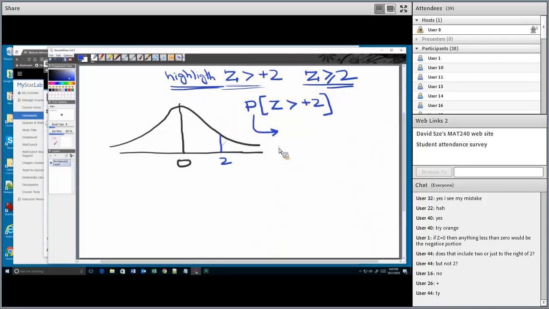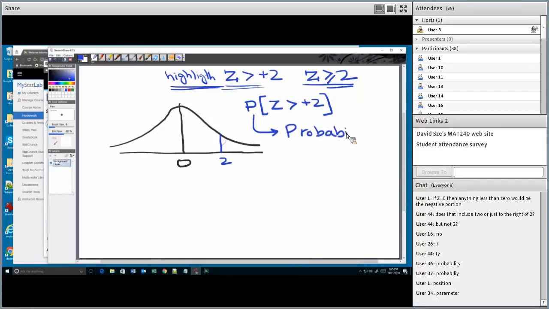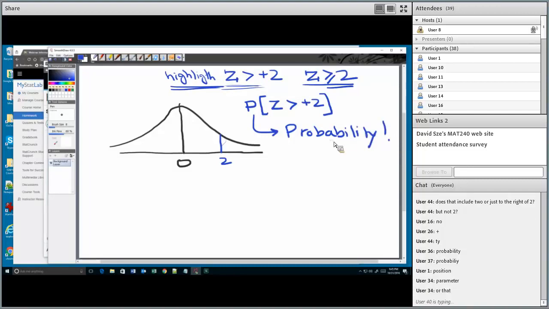Any suggestions, any guesses what P could mean? Aha, it means probability. So what am I asking here? I'm asking, find the probability that z is greater than plus 2. So let me ask you a question. If I'm implying that this highlighted area under the curve is actually probability, then what is the area of this entire curve?